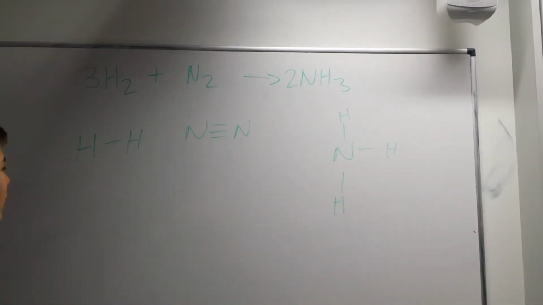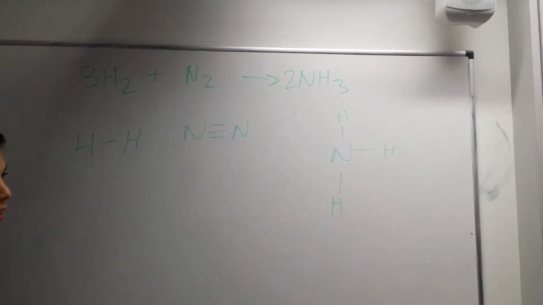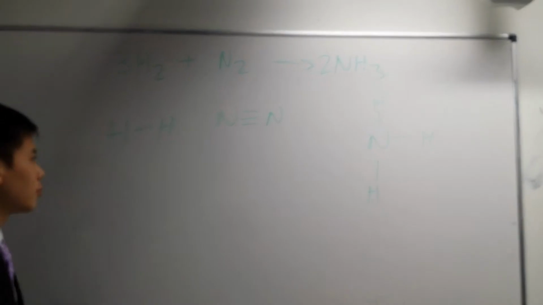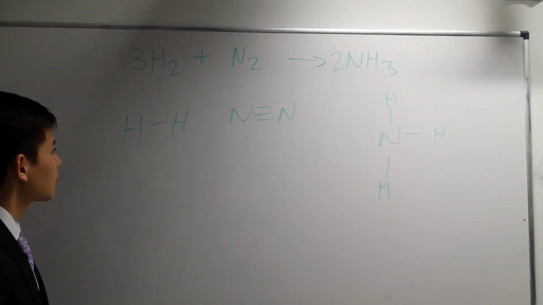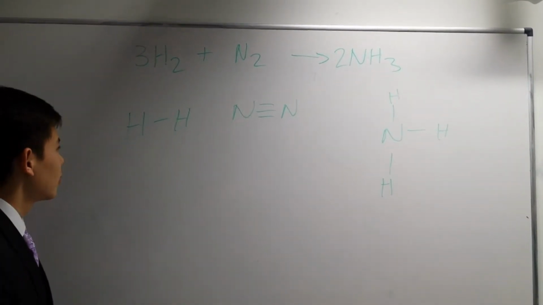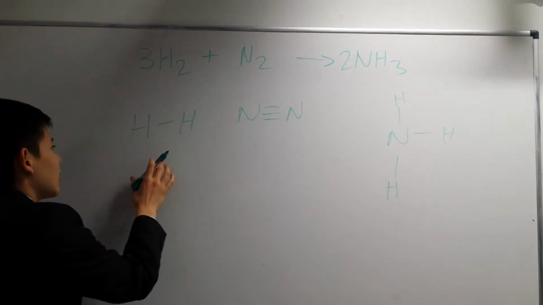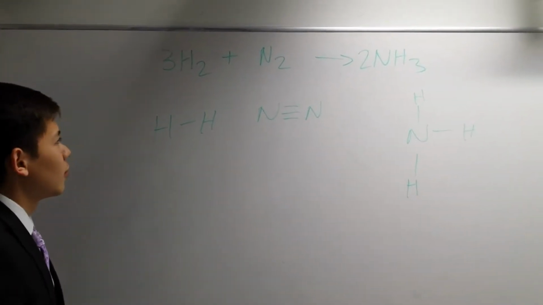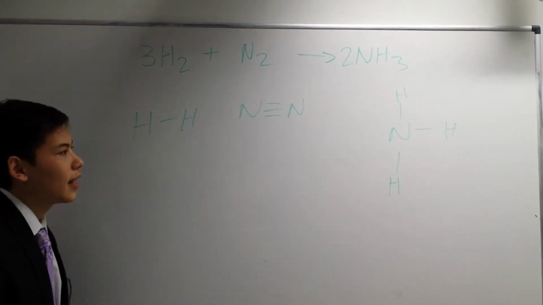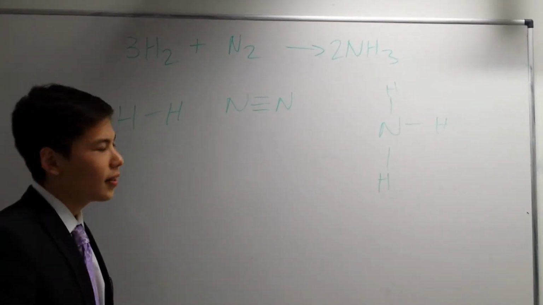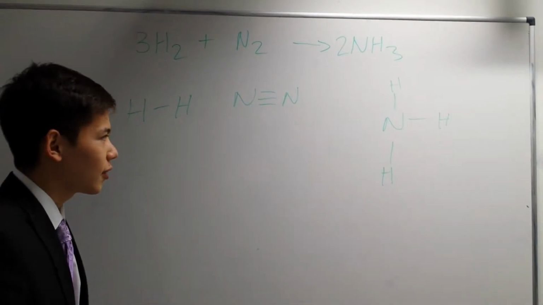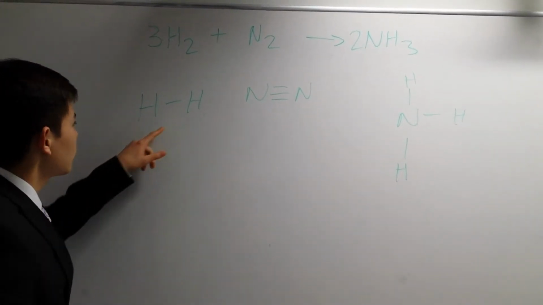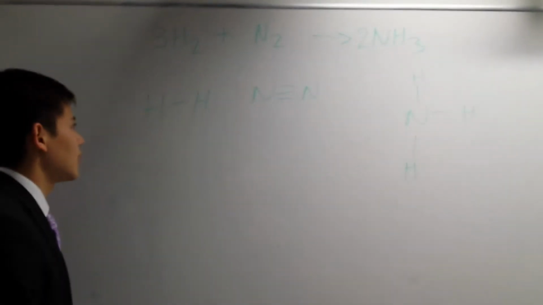Bond breaking is an endothermic process, because when bonds break, energy is required, and therefore energy from the environment is taken into the chemical system to break these bonds. When bonds are made, energy is given out, and therefore it's an exothermic reaction. All bonds have chemical energy stored within them.